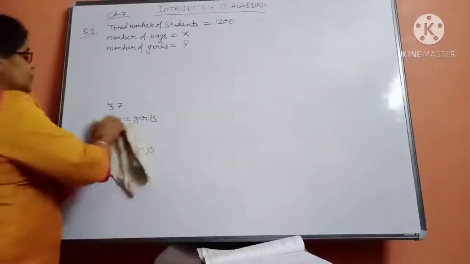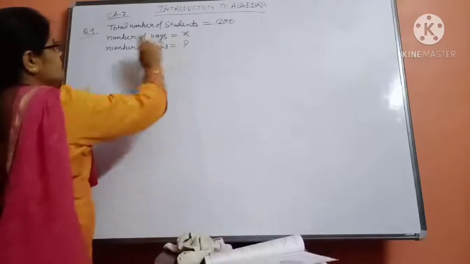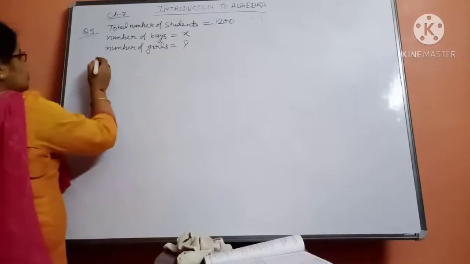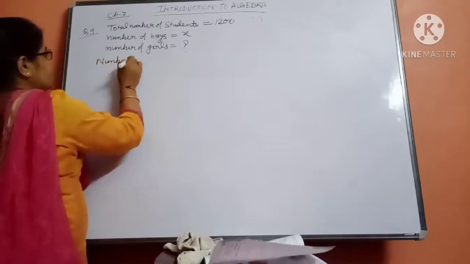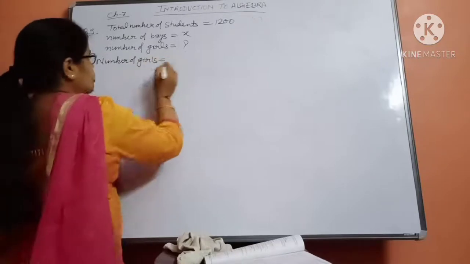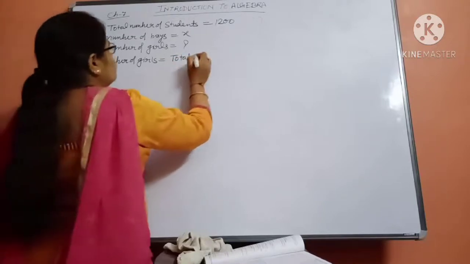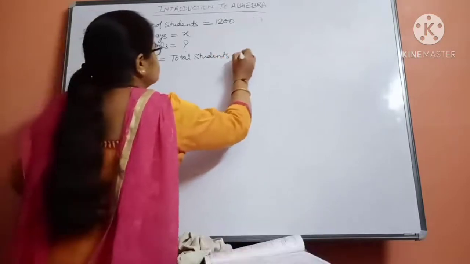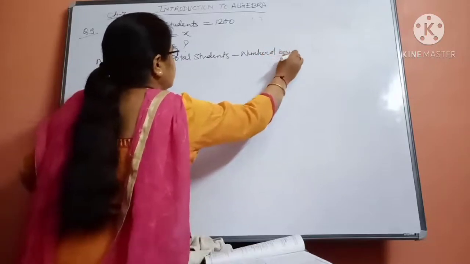Now come to this question, beta. See what the question is: the number of boys is equal to x, the total number of students is equal to 1200, and the number of girls will be... So you will do it this way: number of girls is equal to total students minus number of boys. The procedure is the same as we do in arithmetic.